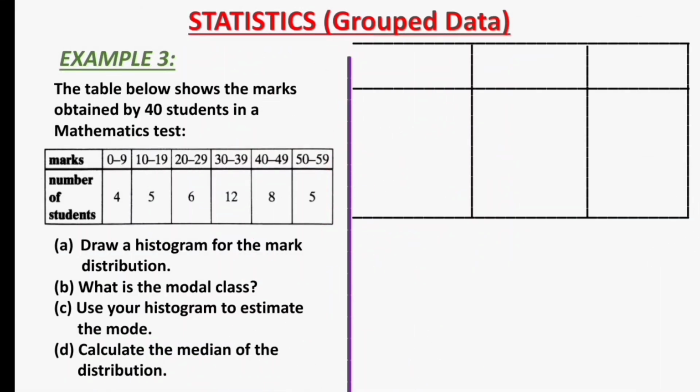Looking at example 3, the table below shows the marks obtained by 40 students in a mathematics test. The table involving marks and number of students. Question A. Draw a histogram for the mark distribution. Question B. What is the modal class? Question C. Use your histogram to estimate the mode. Question D. Calculate the median of the distribution.